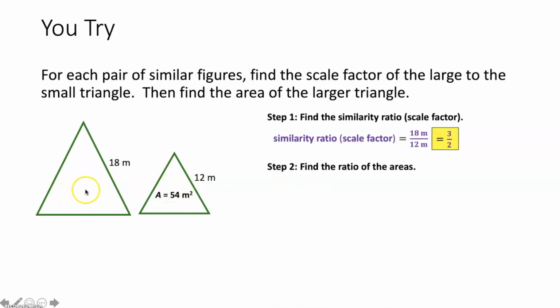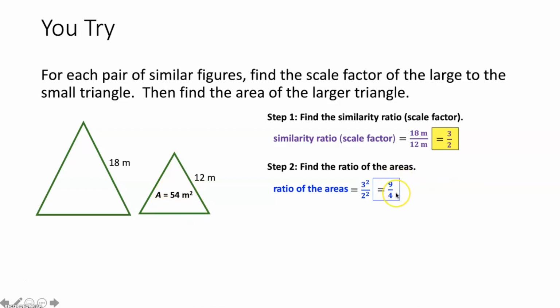So in order to determine the ratio of the areas, all we have to do is just square our similarity ratio. So we square the numerator and denominator over here. We get that the ratio of the areas between these two similar triangles is 9 over 4. Meaning, if I were to find the area of our larger triangle and put it over the area of our smaller triangle and simplify that ratio down, it will be 9 over 4.